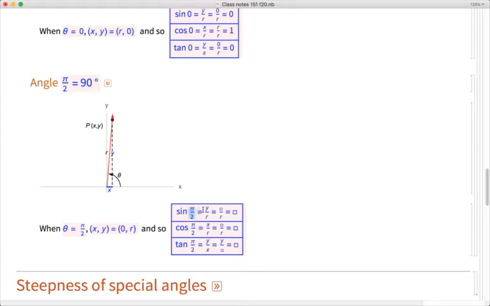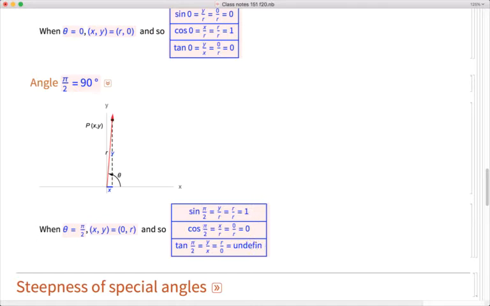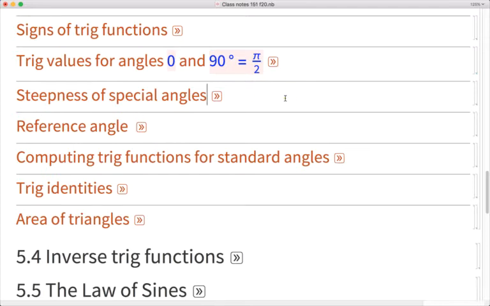Okay, so going through this again, we'll compute sine of pi over 2, y over r. Well, the y will be equal to r, so sine of pi over 2 is 1. The x will be equal to 0, so the cosine comes out to be 0, and the tangent will be r divided by 0, and this is undefined, so not defined at pi over 2.